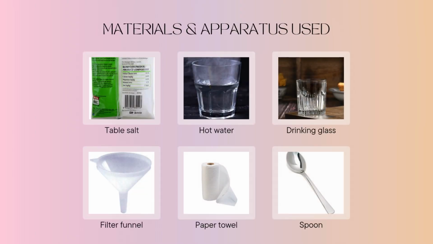Next, I will show you the materials and apparatus that I used to make the crystals. First, we have the main important material that we want to use, which is salt. So I use salt with 99.9% of NaCl. Hot water in order to make the salt dissolve faster, drinking glass, filter funnel, paper towel as the replacement of filter paper, and spoon to stir the solution.